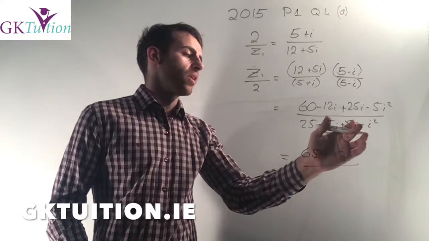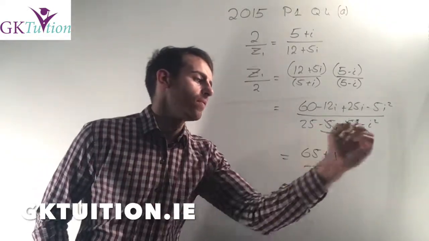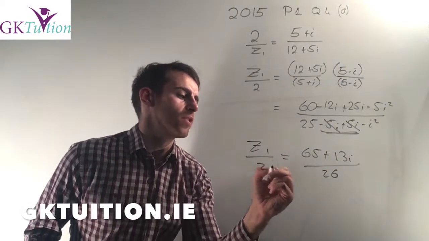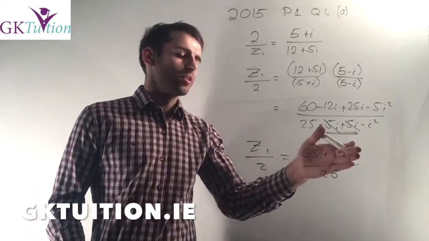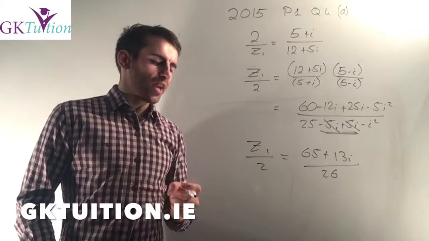And minus i squared is minus by minus 1, which is a plus 1. So the bottom of my fraction is 25 plus 1, which is 26. So now I can say that Z1 over 2 is equal to (65 plus 13i) over 26. So it's going to be relatively straightforward to get my Z1 here.